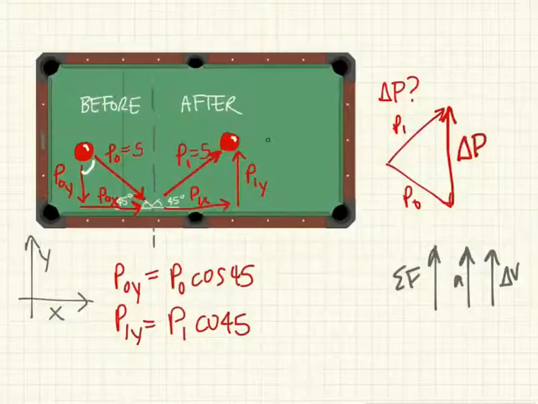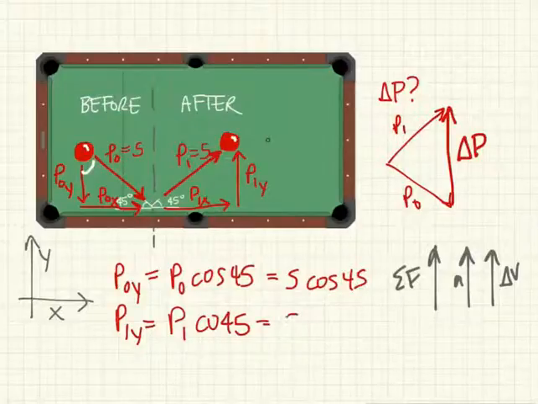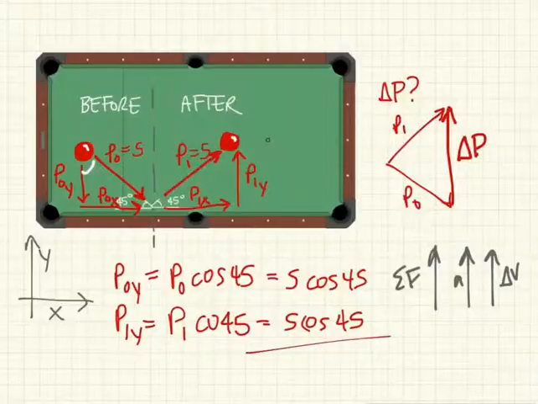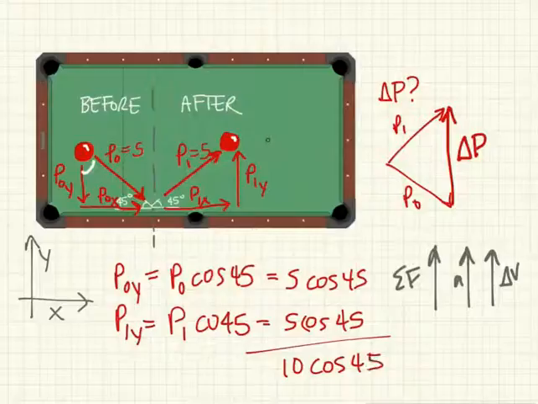And we were able to basically use trig to solve for these two components here. And now to just complete this, it's going to be 5 cosine 45. This is 5 cosine 45. You can see based on this direction here that the total change is going to be twice this value, 10 cosine 45, in the positive y direction.